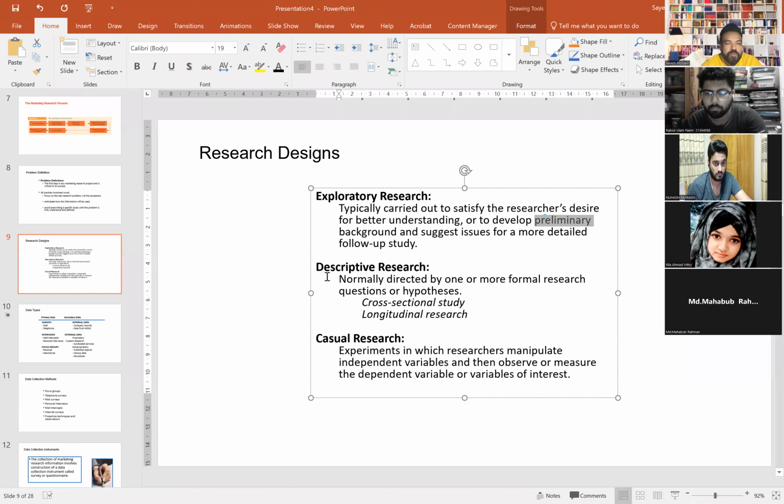Someone's microphone needs muting, please. Please, all of you mute your microphones.